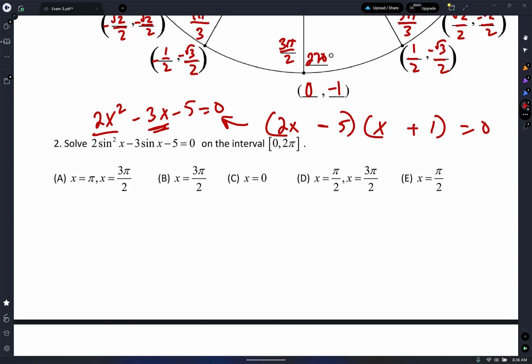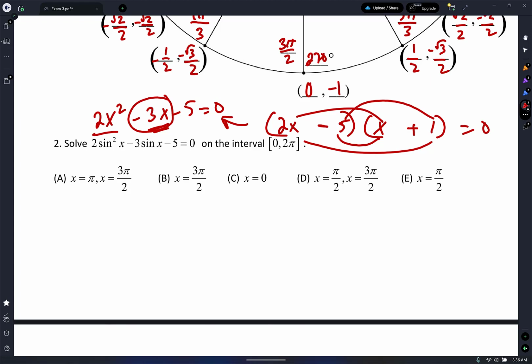So now this is correct because look, 2x times x, that's 2x squared. 2x times 1, that's a positive 2x. Negative 5 times x, that's a negative 5x. So negative 5 times positive 1, that's a negative 5. Negative 5x plus 2x is a negative 3x. Does that make sense, guys?